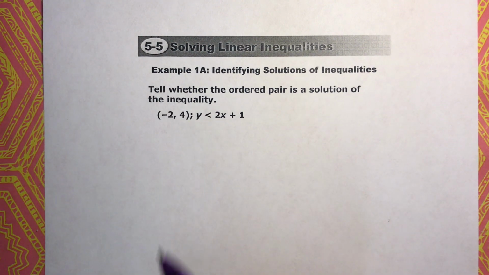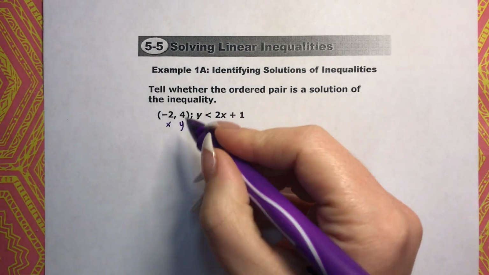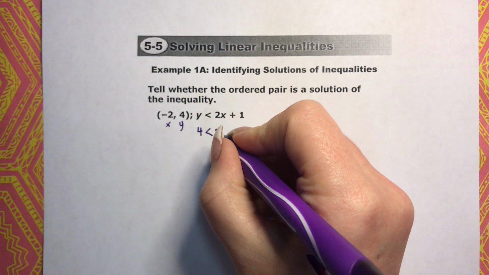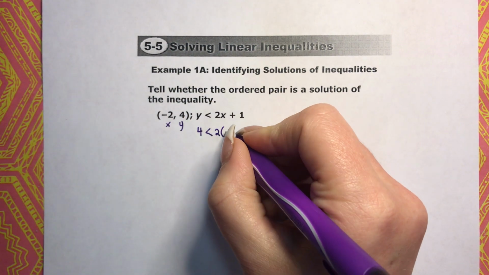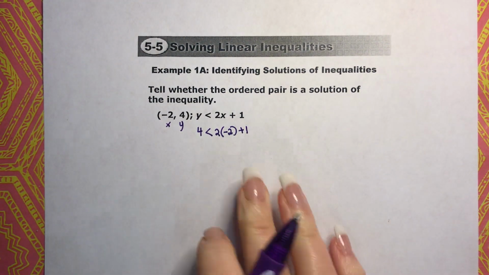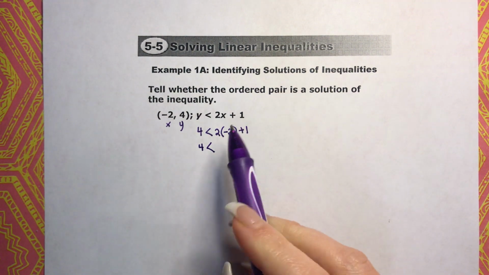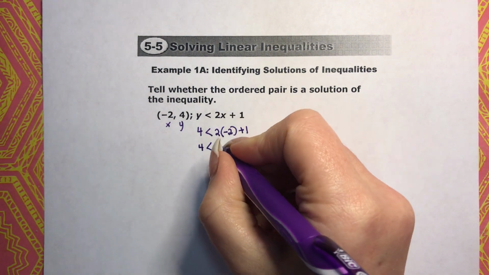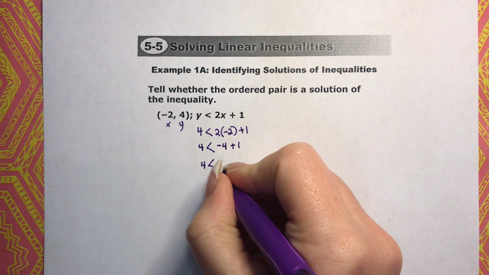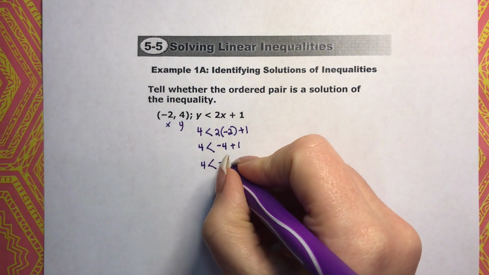So we have our inequality here. This is just our x, this is our y, and you just substitute them in. So y is the same thing as 4, so you have 4 is less than 2 times x is negative 2, and you got to put that in parentheses, plus 1. And then you just do the order of operations. We can't really simplify this side of the inequality. But 2 times a negative 2 would be negative 4 plus 1. And we just work our way down. Negative 4 plus 1 is negative 3.